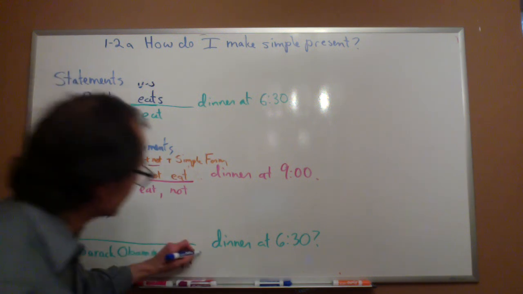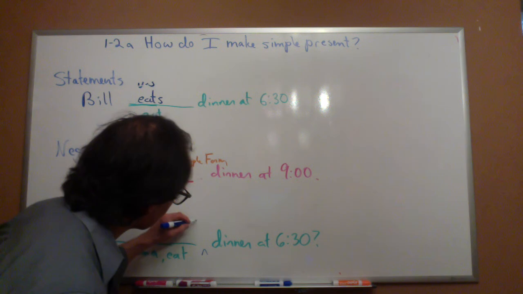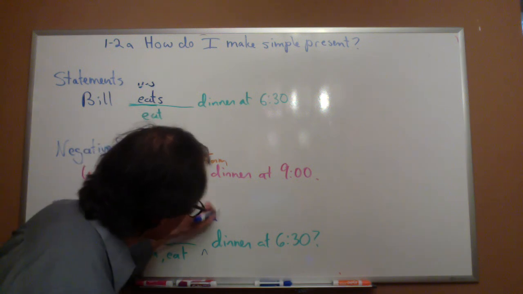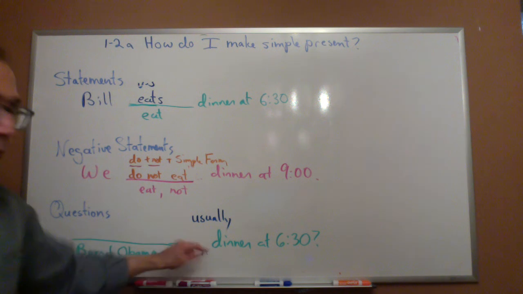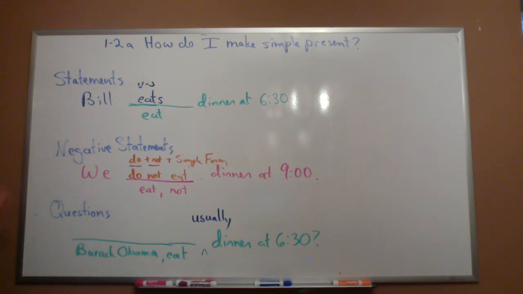Let me add the word usually here. Usually happens more than once. So that, I think, will make it really clear this is a habit. And I could add these here too. I could say Bill usually eats dinner at 6:30, or we do not usually eat dinner at 9.